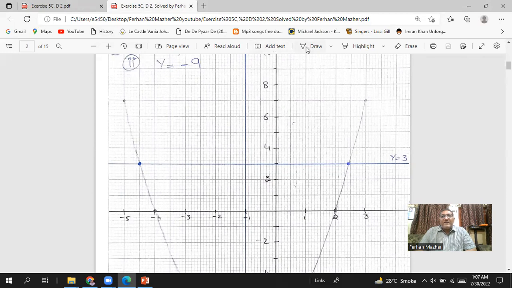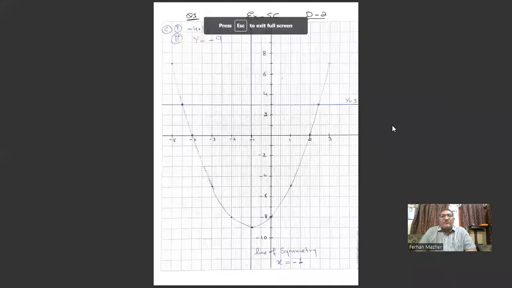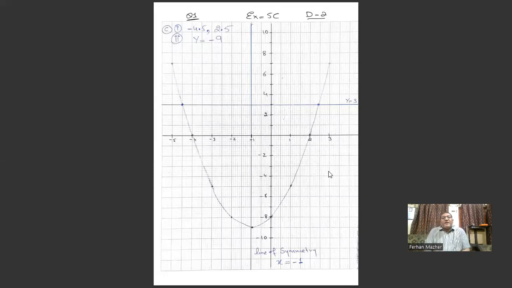So here you can see, let me show you if I can show you the whole thing. Okay, so first of all, I will draw this grid. I hope you can see this. On 2 squares equals 1 on the x-axis, and 1 centimeter represents 1 on the y-axis. So first of all, I will draw these lines, and I will make this grid.